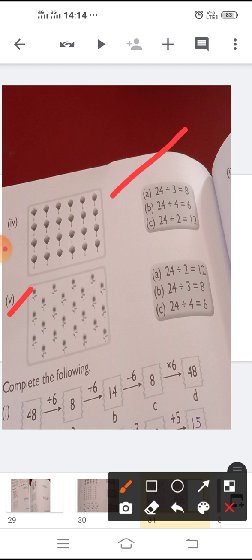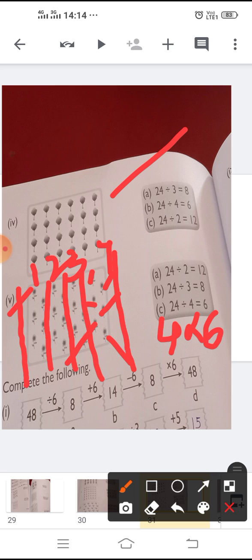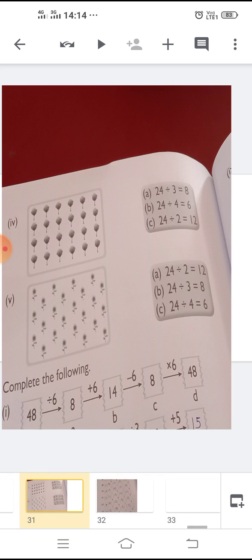6 flowers are there. Yes, you can see 1, 2, 3 and 4. In each group it is 1, 2, 3, 4, 5, 6. So 4 into 6, 4 groups, 1, 2, 3, 4, and in each group it is 6. So that will give you 24. So our option is C. Like this you have to see and you have to tick the correct option. Understood? Now come to next question.